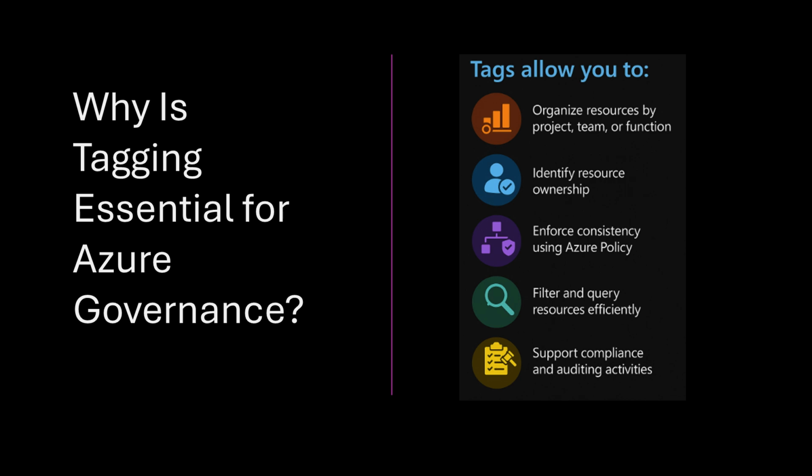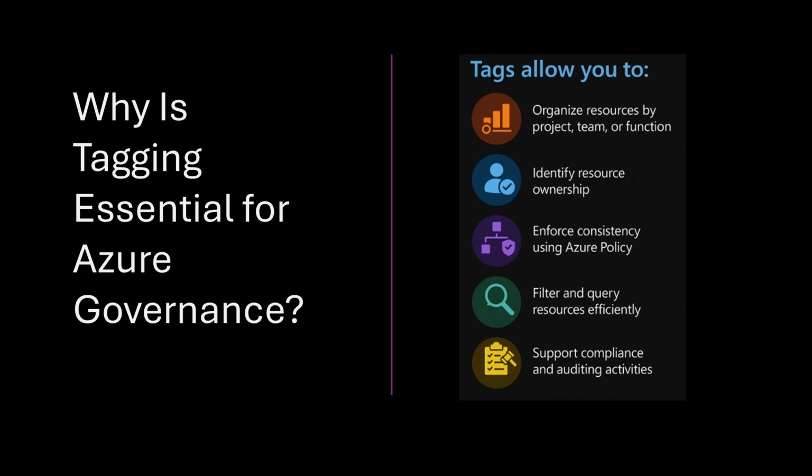Tagging plays a critical role in your overall cloud governance strategy by helping you bring structure, accountability, and visibility to your environment. It's one of the simplest yet most powerful tools you can use to support governance objectives, streamline operations, and align resource usage with your business priorities. By applying consistent tags, you make it easier to organize resources by project, team, or function, and clearly identify ownership for accountability. Tags also help you enforce consistency through Azure Policy, ensuring that deployments follow your defined standards.